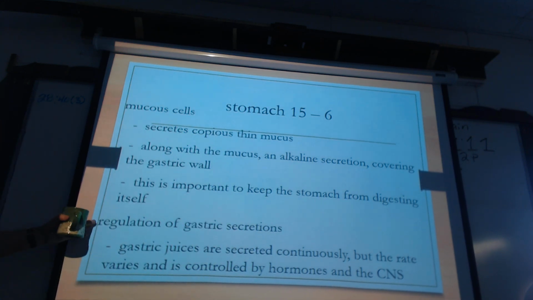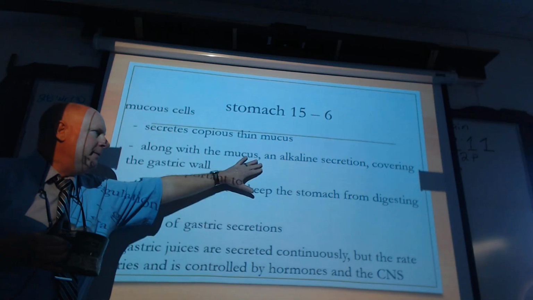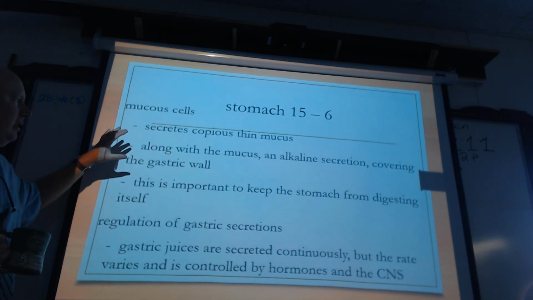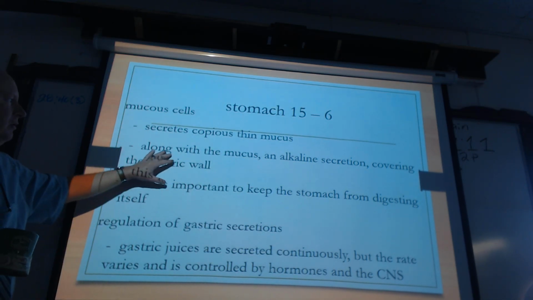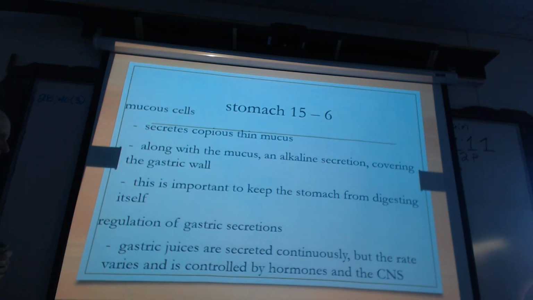And this is where we begin today, like we were talking about yesterday. The opposite of acidic is alkaline. So that's where these mucosa cells secrete mucus, which protects the gastric wall, as it says.